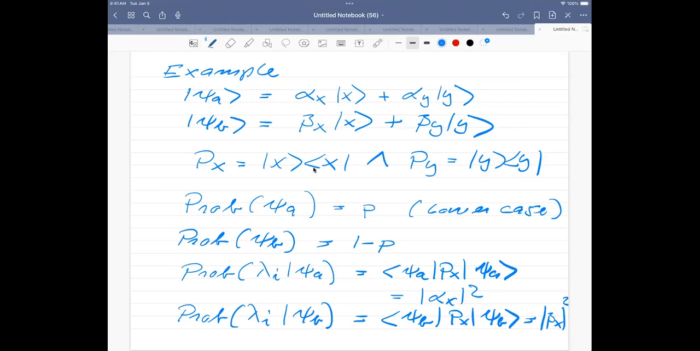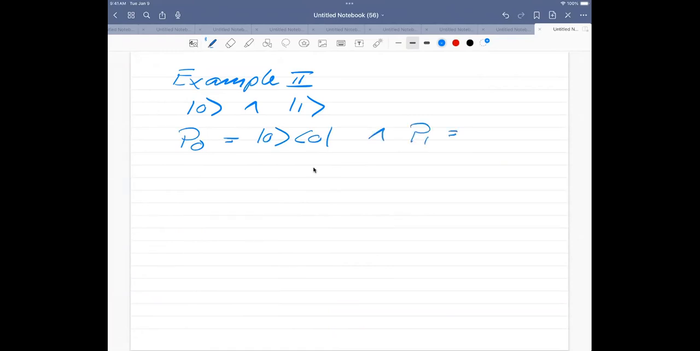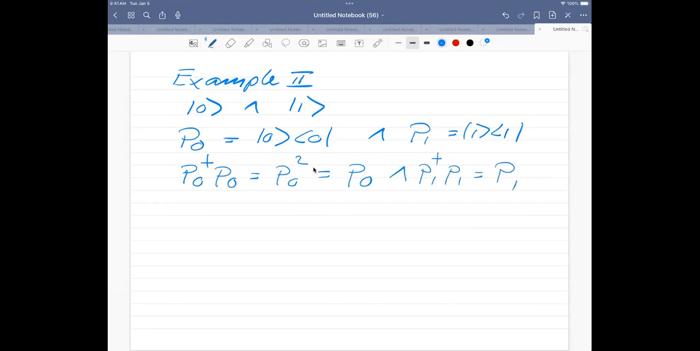So let's look at another example and see what we will get then. So let's just run through that. I'm going to put in a new example here. So let's call this example 2. We are now going to have a computational basis, 0 and 1. So we have the projection operator, which is |0><0|, and then we have the other one, which is P1, which is |1><1|. And we know that P0 squared is the same as P0. And I also know that P1 times P1 is equal to P1. And then I make a linear combination. So I have this state psi, which is a linear combination of 0 and 1.